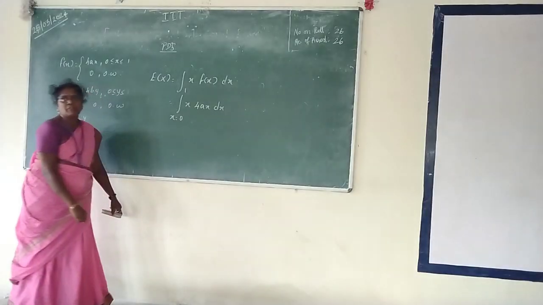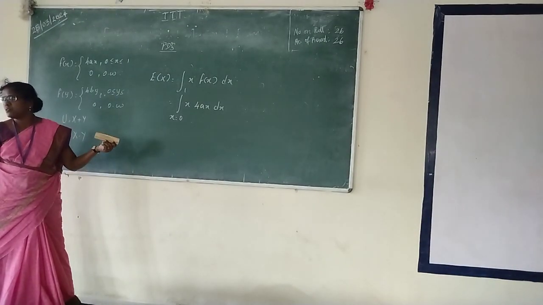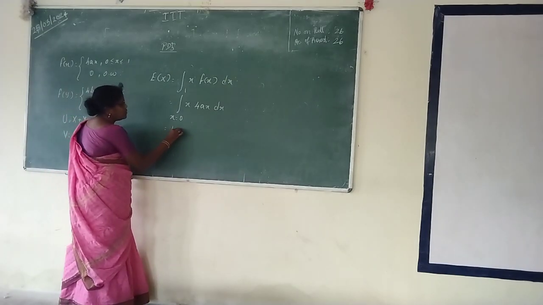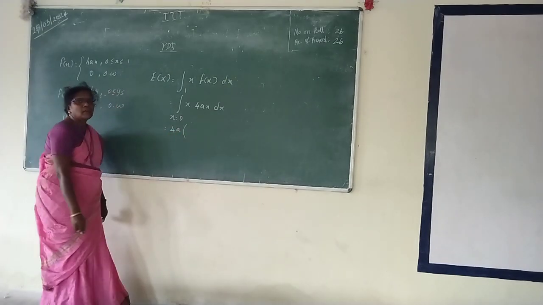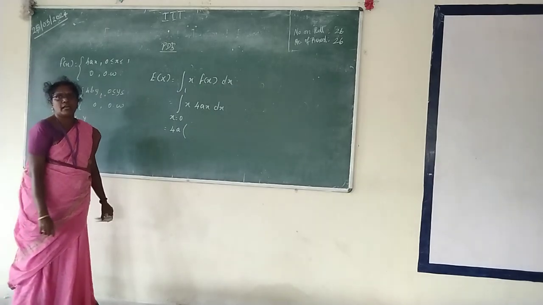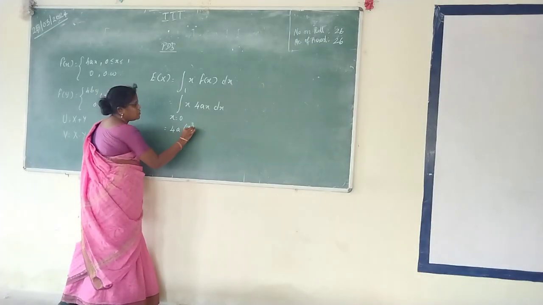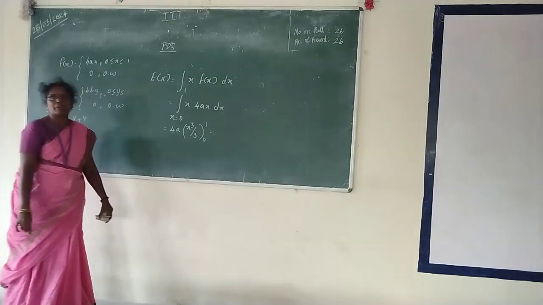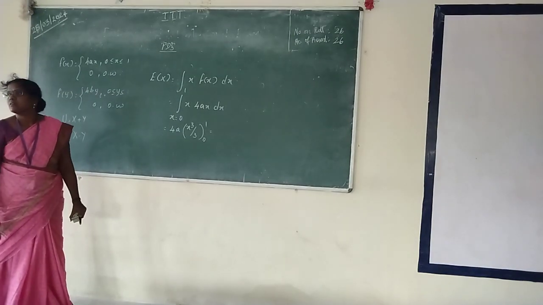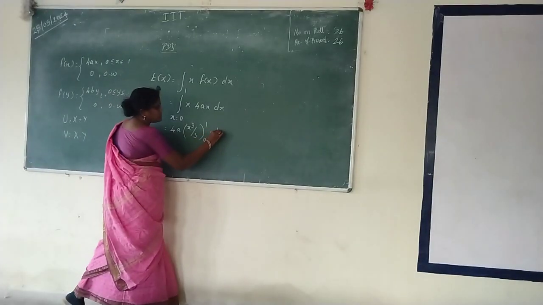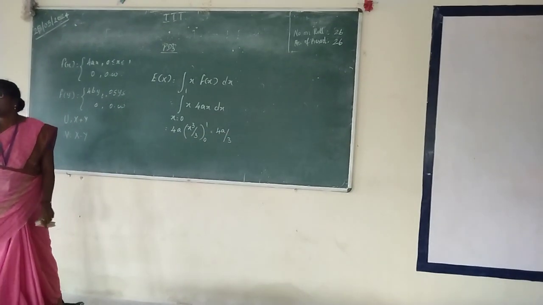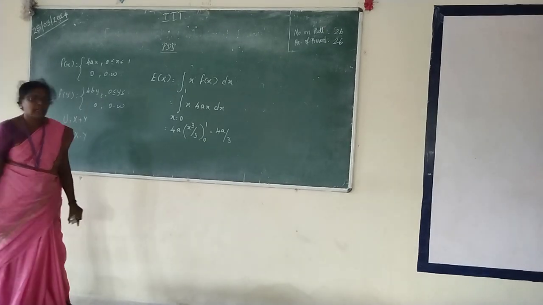So you are going to integrate with respect to x. Simple integration, right? What is the constant? 4. Take it outside. What is the remaining? x square. What is the integral of x square? x cube by 3, within the limit 0 to 1. If you substitute the limit values, what happens? 4a by 3. Understood?